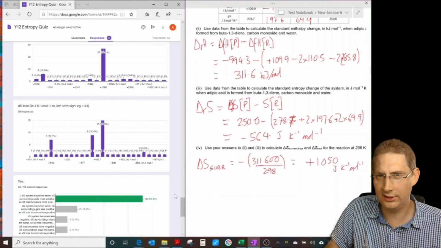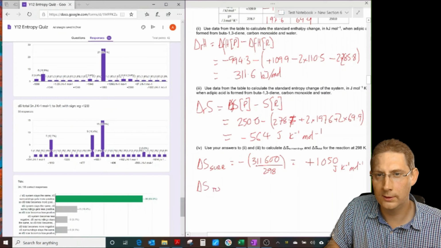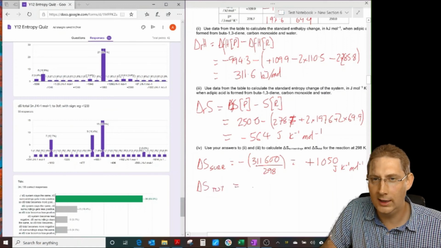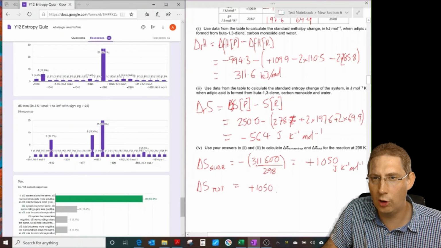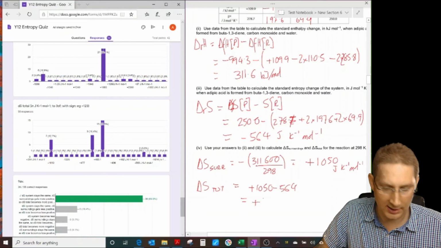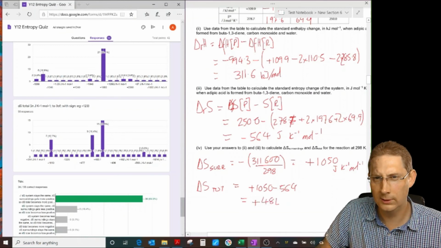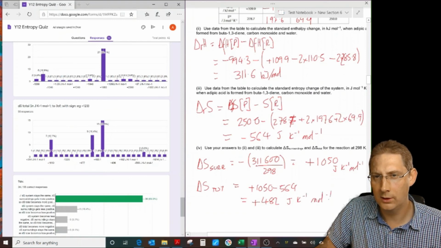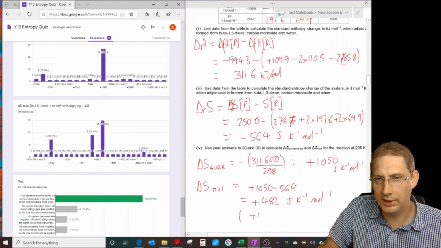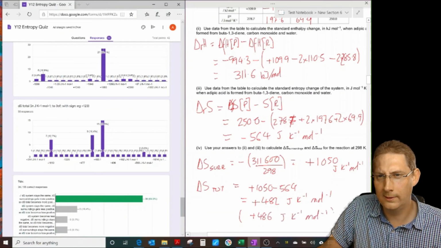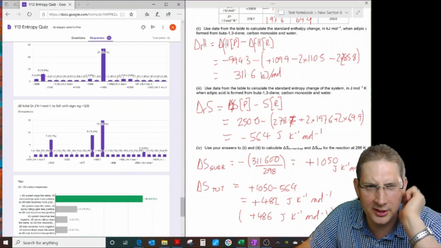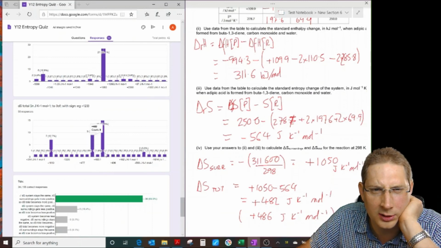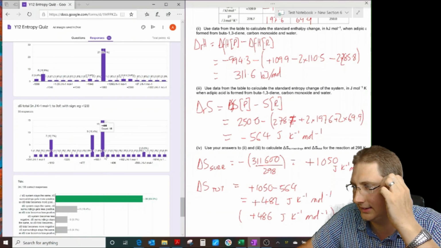And finally, therefore, delta S total equals plus 1050, although the not rounded version, minus 564, which equals plus 482 joules per Kelvin per mole, or if you use the rounded version, plus 486 joules per Kelvin per mole. And this is why there were 2 common answers here, 482 and 486.